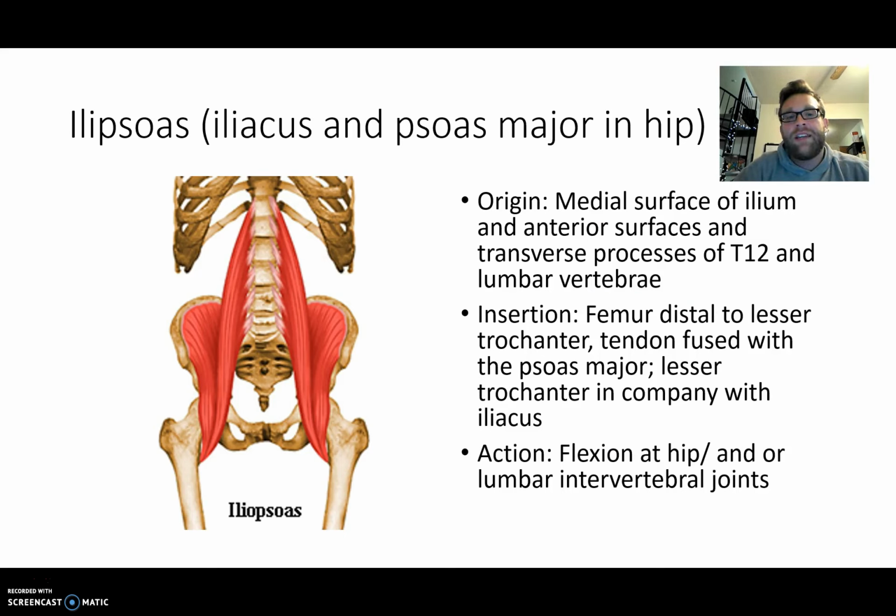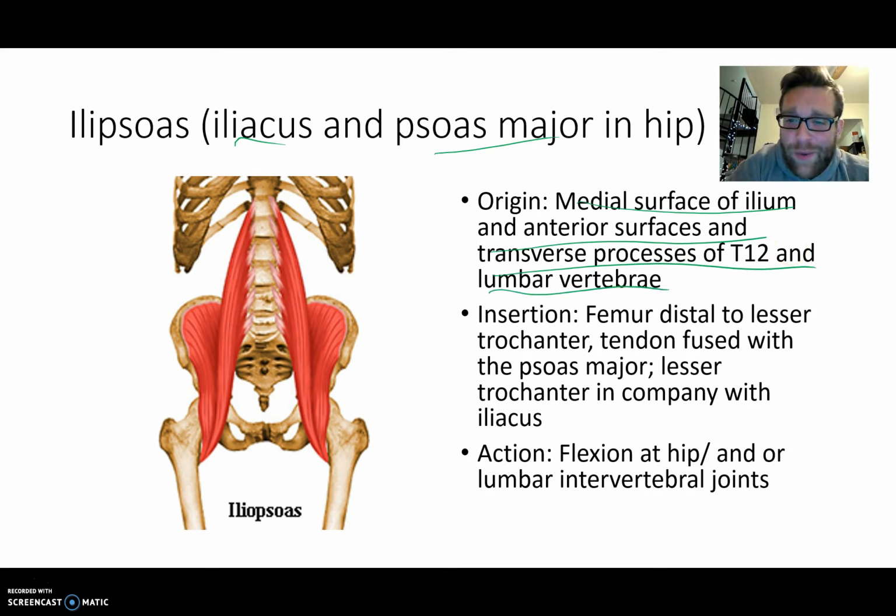The next muscle, iliopsoas. This is actually a combination of two different muscles, your iliacus and your psoas major. So the iliopsoas is a large muscle. We've talked about parts of it, we've seen parts of it already. It's going to begin on the medial surface of the ilium, anterior surfaces, and the transverse processes of T12 and the lumbar vertebrae.